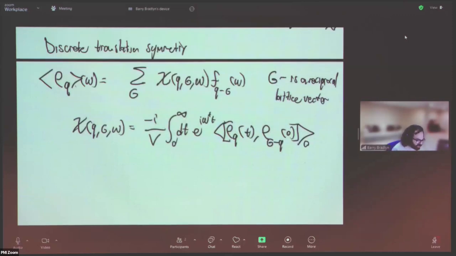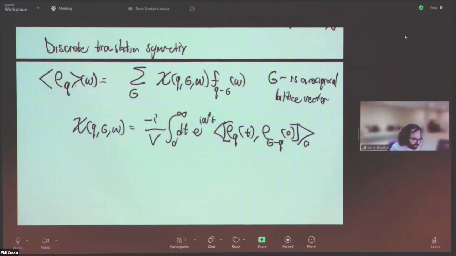In most cases of interest, we're going to be concerned with really long wavelength perturbations, where long wavelength means the perturbation varies very slowly over the scale of the Bravais lattice of the system, meaning that we're only really going to care about the case where g is 0, but it's helpful to see the general formula as well.